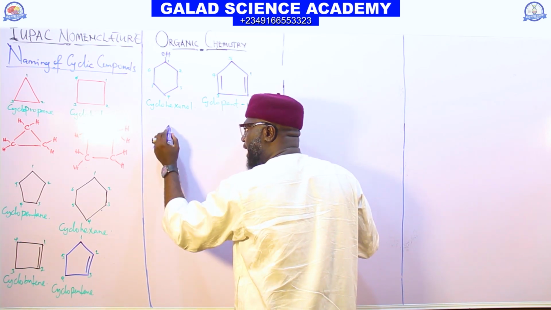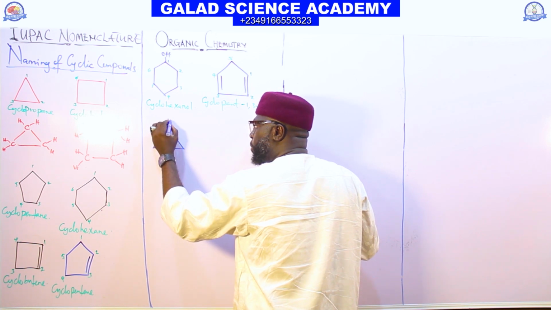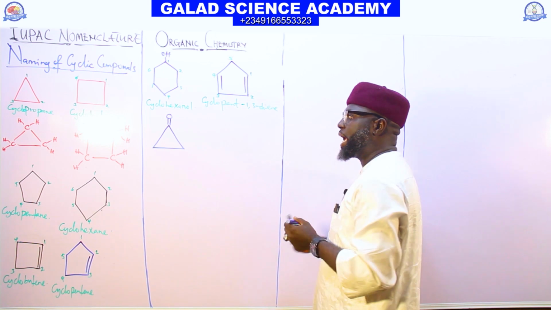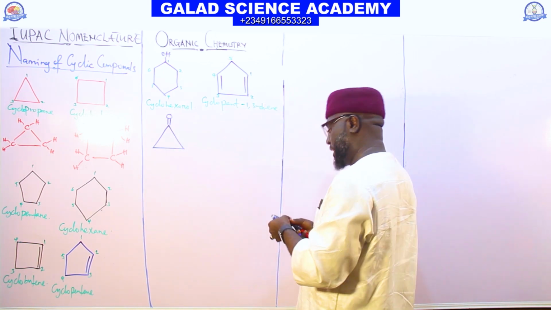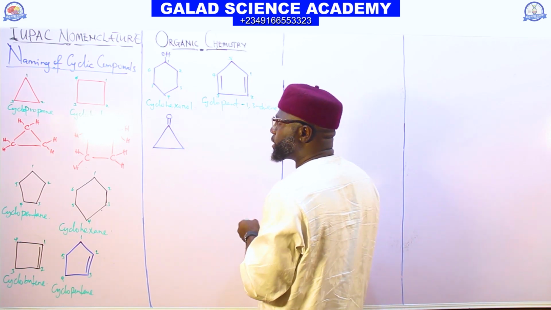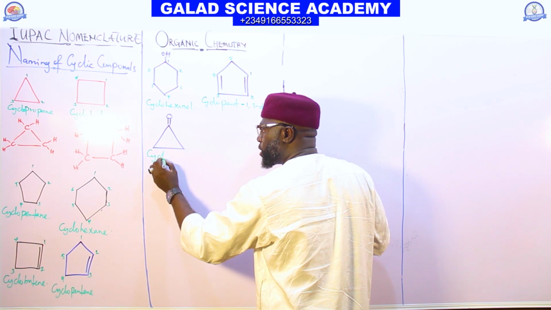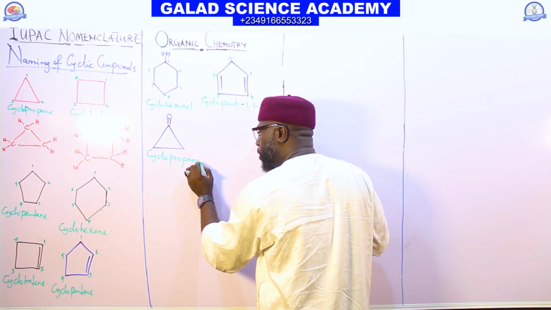A cyclopropane ring, and we have a double bond here attached to the oxygen. The carbon attached to the oxygen is alkanol. And the name of this compound will be cyclopropanone.